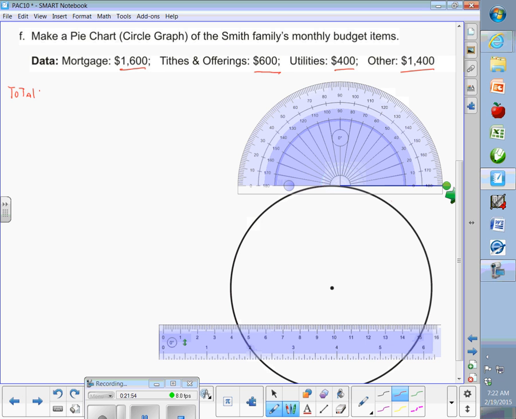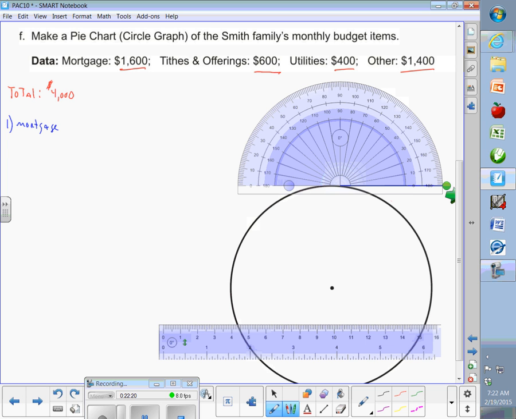So just take out your calculator and total up 1,600 plus 600 plus 400 plus 1,400. And when you total up that data, we get $4,000. So that's the total of the data. I'm going to go to blue here, and I'm going to start figuring out my slices. I'm going to take the mortgage first.